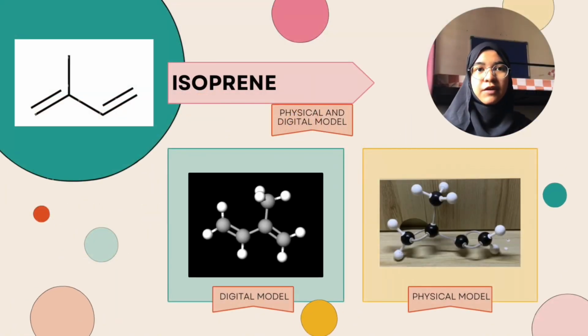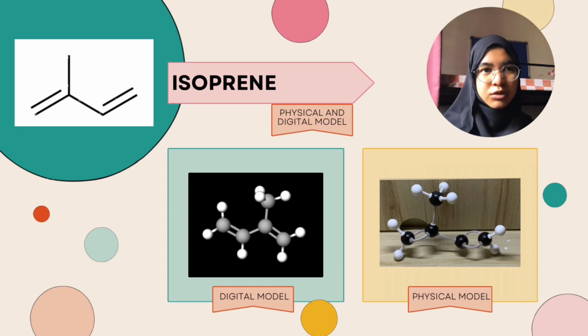The formula of isoprene is C5H8 and its IUPAC name is 2-methyl-1,3-butadiene. For the first part, we have decided to use both digital and physical models to analyze the molecule. For the digital model, we have used the MolView website.